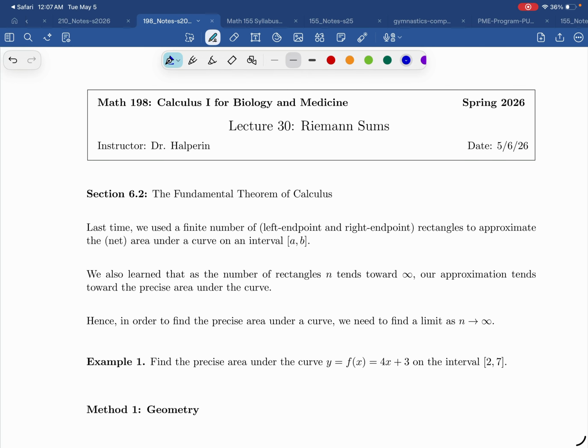Let's learn about Riemann sums. We're in section 6.2, the fundamental theorem of calculus. Last time we learned how to approximate the area under a curve, I should say the net area under a curve, using left endpoint or right endpoint rectangles. Now we're going to learn how to find the precise area under the curve.